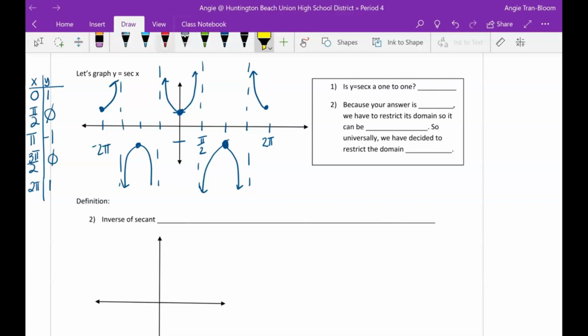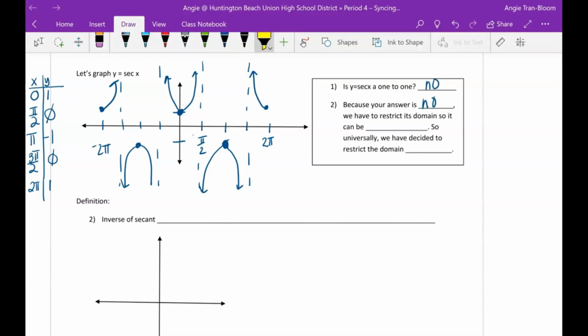If you don't have a graph, then you can say, hey, look at this right here. You have one y value, but you have two x locations. So that's another reason that it's not one-to-one. One-to-one means it passes the horizontal line test, or one input can only have one output. Okay, part 1, is y equals secant of x one-to-one? The answer is no. Because the answer is no, we have to restrict its domain.